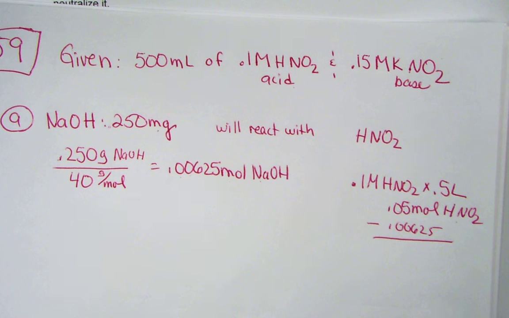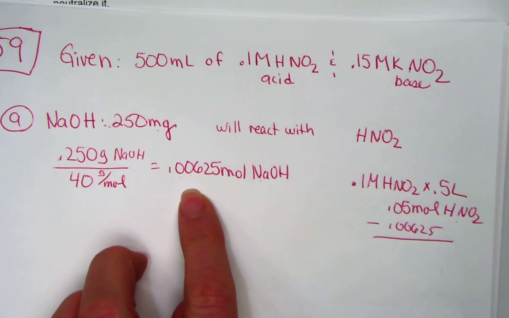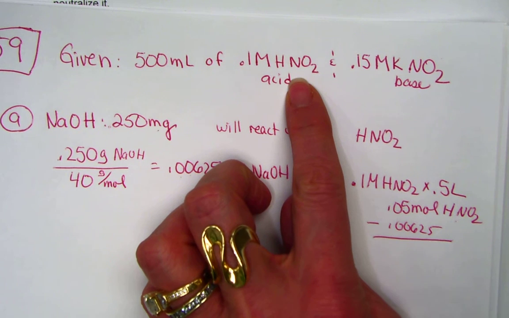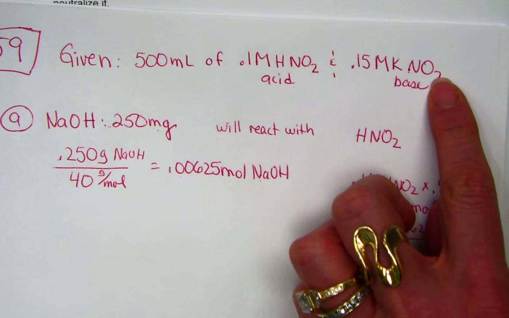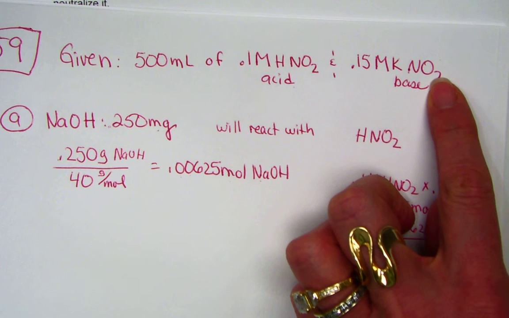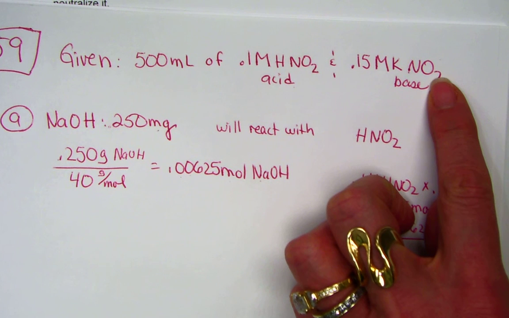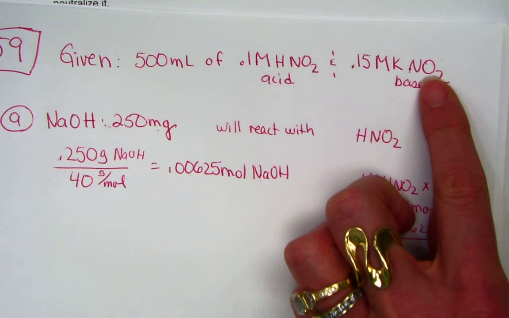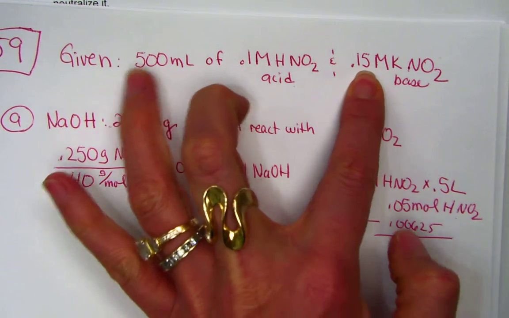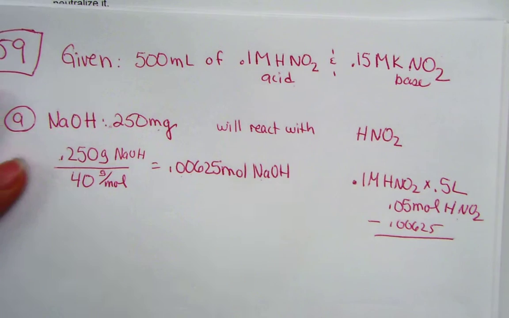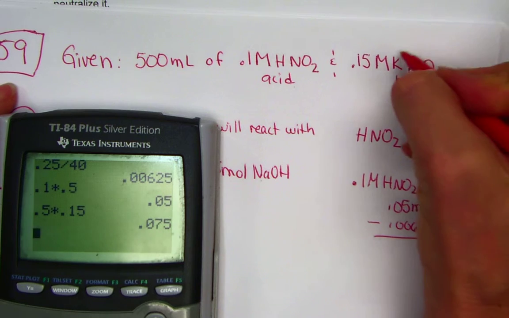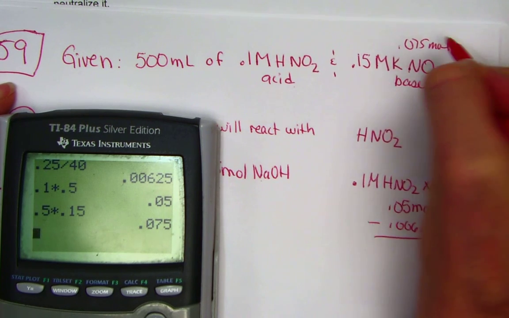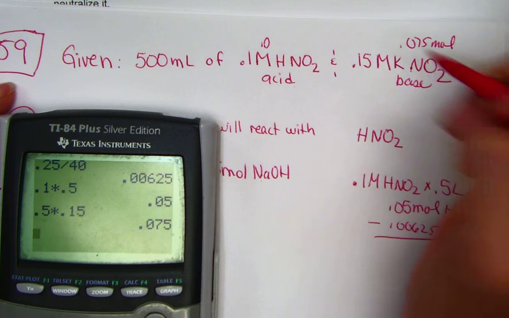There are 4 parts. Keep in mind, part A, part B, you're adding a base, so you want to compare that to the acid. But part C and part D, you're adding acid, so you have to compare that to the base value of 0.15. So a little different chemistry for part C and part D. You're going to check the 0.15 molar times 0.5 liters. The number of moles of base, 0.075 moles, and you have to check that against the amount of acid that you've added.